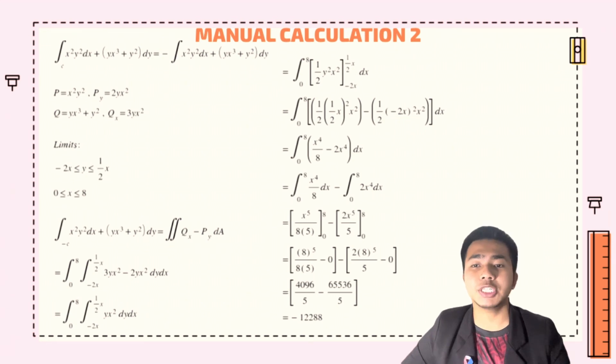We get the integration of x square y square dx plus with the bracket of yx cube plus with y square dy equal to double integration of Q differentiate with respect to x minus P differentiate with respect to y dA. Next, we insert the limit that we get and also the value that we obtained just now for Qx and Py into the formula. For the dA, we can choose either dx dy or dy dx. So we decide to use dy dx in this question.